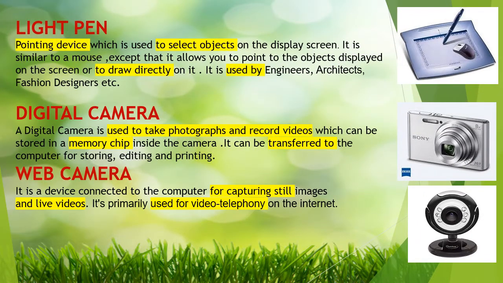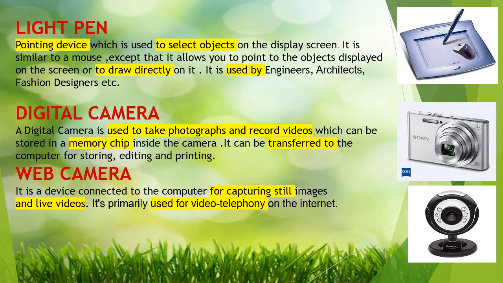Then the next input device which you have to study is a light pen. It is also a pointing device like your mouse. Using this one, you can select the objects on the screen. Light pens make it much easier to draw pictures on the screen compared to a mouse. It's being used by engineers, architects, fashion designers, etc.